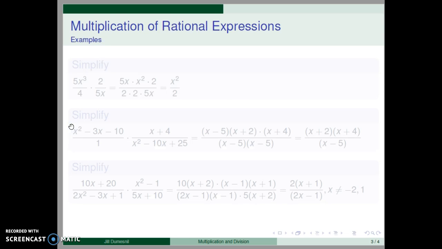Now let's consider examples of multiplication with rational expressions. Simplify the product of 5x cubed over 4 with 2 over 5x. Again, we will symbolically multiply the numerators and denominators in factored form so that simplification is easy. In the numerator, we replace 5x cubed with 5x times x squared. In the denominator, we replace 4 with 2 times 2. Now we see that a factor of 5x and a factor of 2 can be canceled, producing x squared over 2.